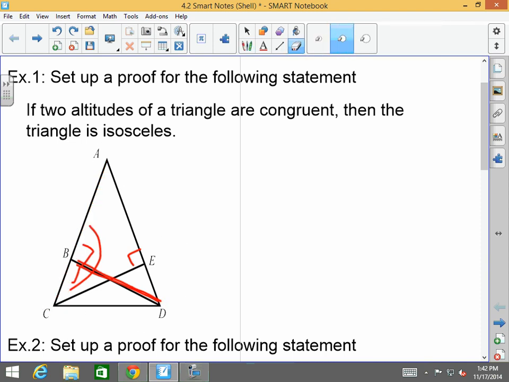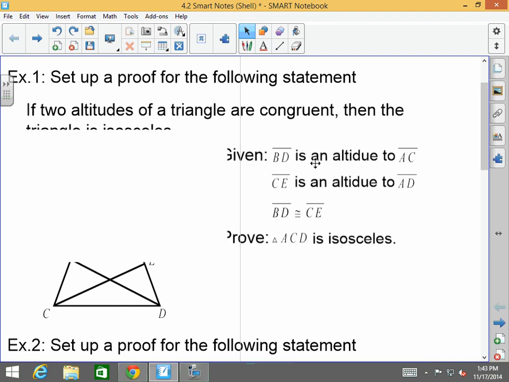So I have my drawing for my triangle. Let's see what I was given. What did they give you? What did they tell you for sure is real here? Yes, sir. Thank you. You have two altitudes, and they're congruent. So I'm going to first say that BD is an altitude to AC. Then I'm going to say that CE is an altitude to AD. And then I'm going to say that BD is congruent to CE because those were my givens.